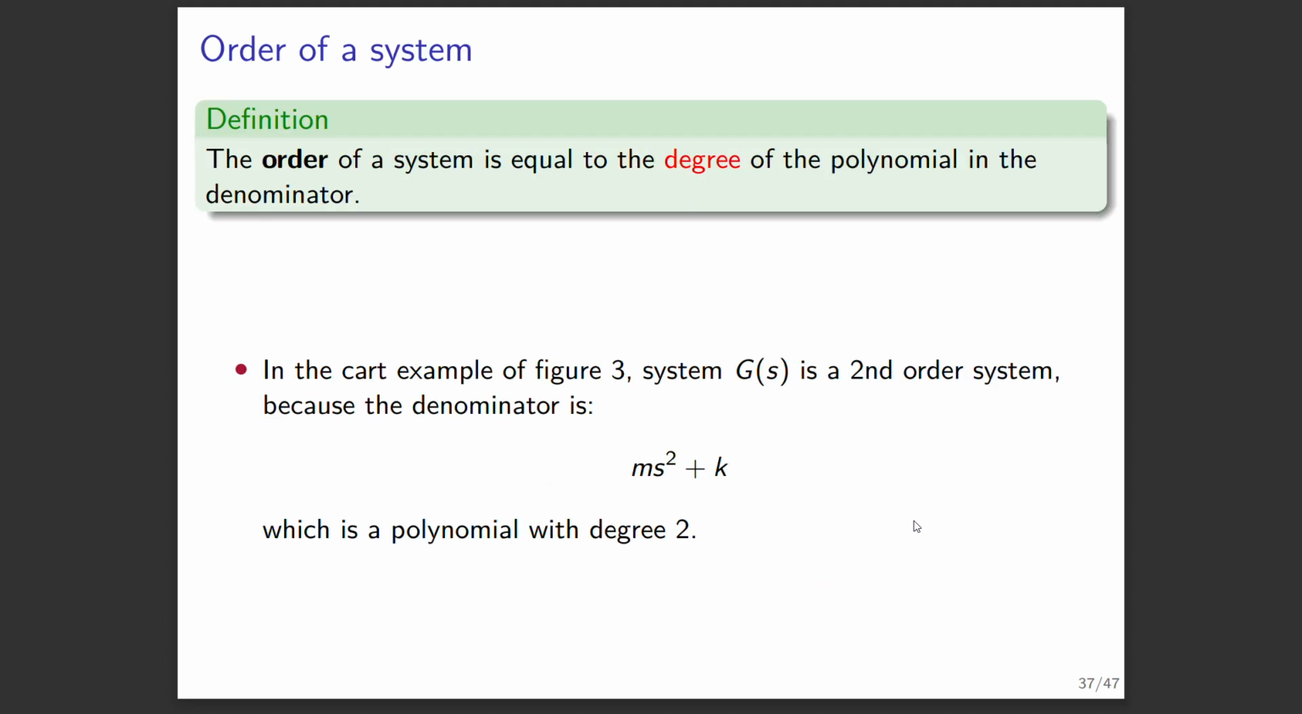Okay, so we talked about systems, we talked about transfer function, which is a way to describe them. Now we want to define some properties of a transfer function. One of these properties is the order of a transfer function or a system. So order of a system is equal to the degree of the polynomial in the denominator.